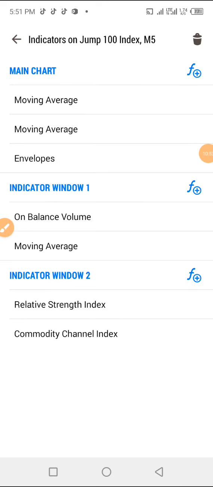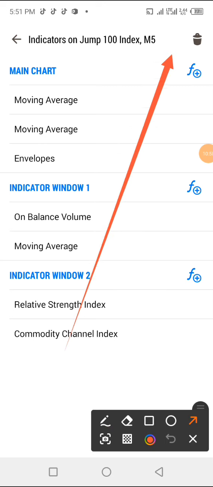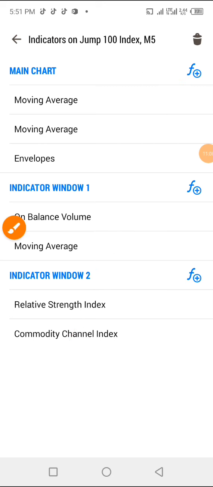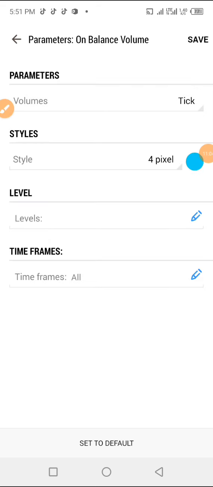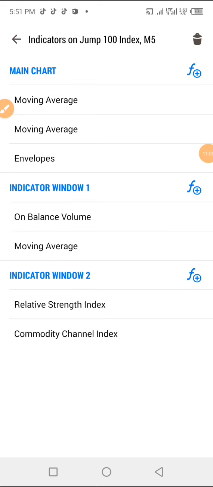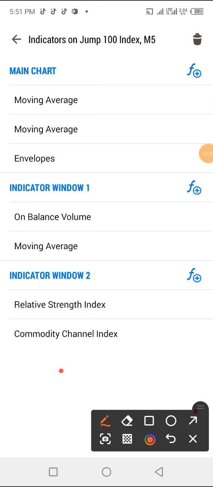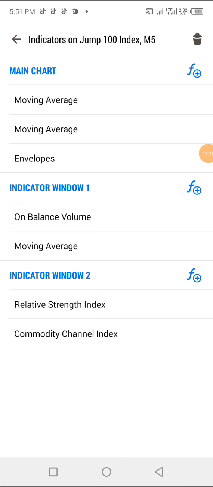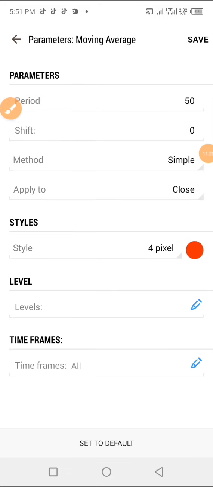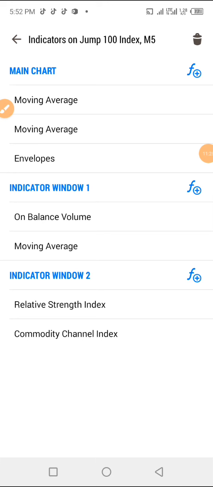Then in the window 1, for you to get this window 1, you have to click on the main chart here. When you click on the main chart, look for this indicator called the on balance volume. So when you click on it, you don't have anything to do. You can only change the color. You leave it the way it is, and immediately you are through. To add moving average 50, you click on this. So you add moving average 50, method simple, apply to close, then you click on save.